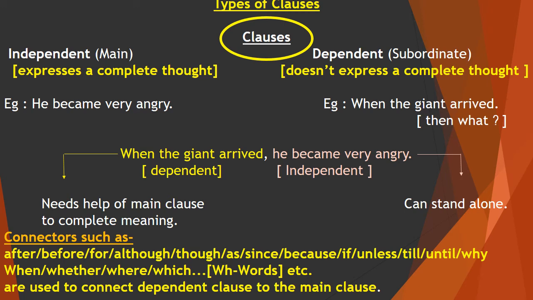Children, here some conjunctions are given which we use to join a dependent clause to the main clause. Thus they become a complete sentence. We will see the next slide for more examples.